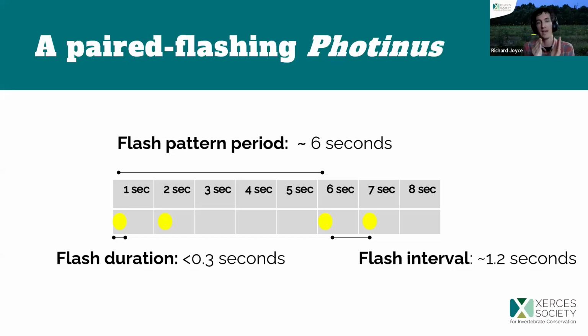And believe it or not, that flash interval in this case is what's going to help me figure out which of 3 different species of Photinus we're looking at here.